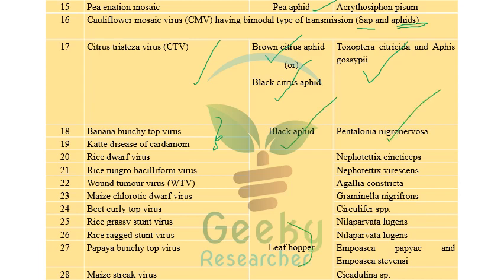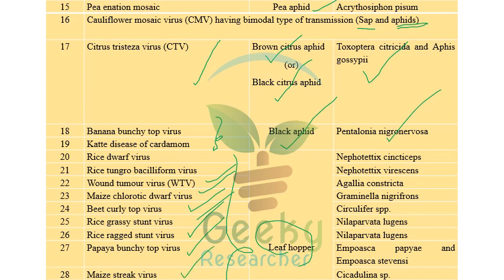And leaf hopper. So as I told you, these aphids and leaf hoppers are the major culprits, and most of the plant viral diseases are transmitted by these two vectors alone. 60 to 70% of the viral diseases, if I want to tell. And rice dwarf virus, rice tungro bacilliform virus, wound tumor virus, maize streak dwarf virus, chlorotic dwarf virus, beet curly top virus, rice grassy stunt virus, rice ragged stunt virus, papaya bunchy top, not banana bunchy top, papaya bunchy top, and maize streak.